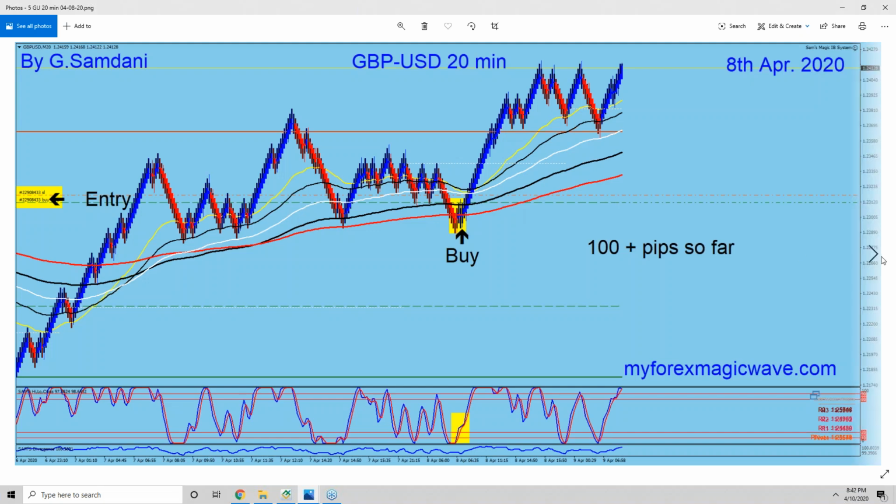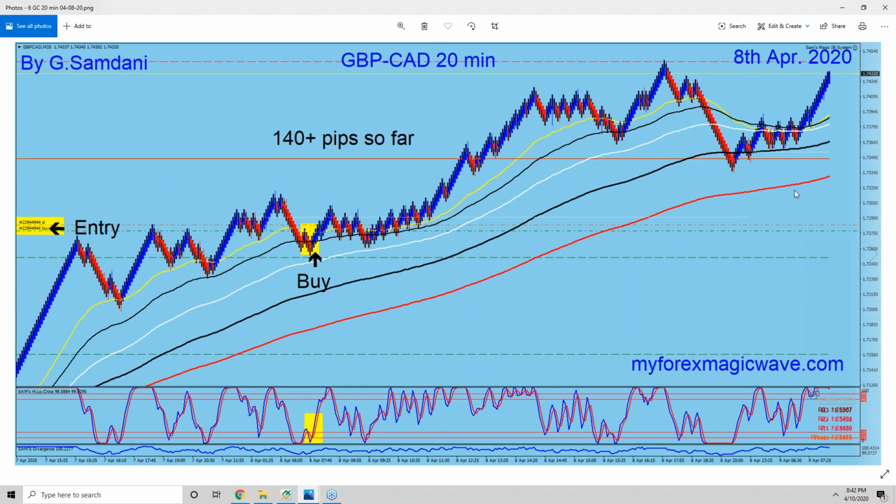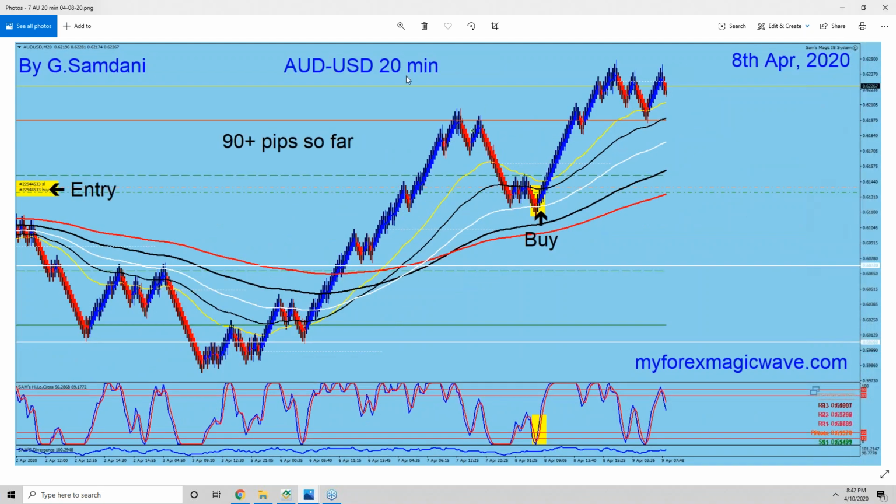So the next trade on the 8th you will see is Pound CAD, a big trade, right? 140 pips, a beautiful up move, and this was an entry, this was an entry, this was an entry, and it went up all the way on the 8th. And on the 8th again, Aussie USD, because of the Aussie strength, it went up, right? And because of the strength, Euro Aussie and Pound Aussie went down.